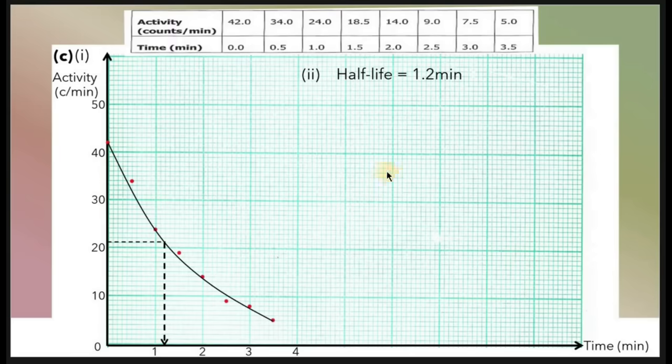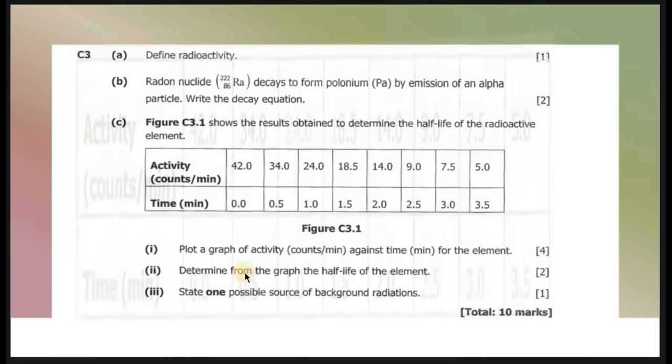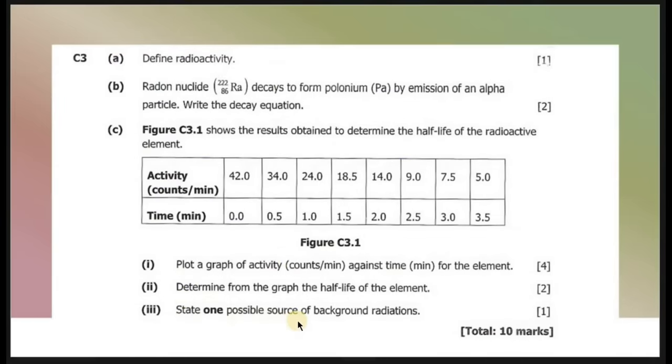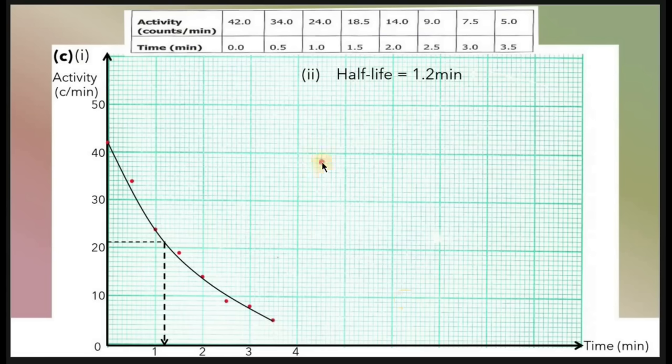Then we go to another question, which says, state one possible source of background radiation. Background radiation comes from many sources. One of them is cosmic rays coming from outer space, or we can also say concrete walls contain elements that also emit what is known as background radiation. Also the soil, the ground, contains rocks that can also emit background radiation.